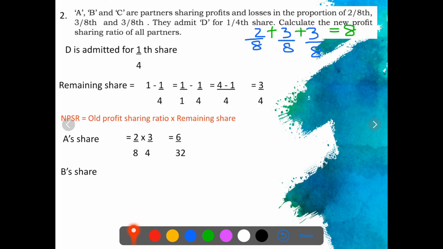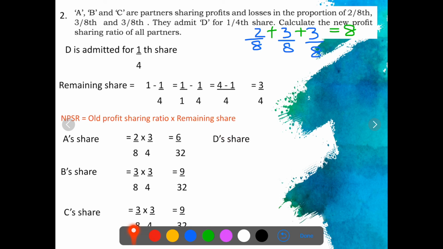And now let me explain B's share. Old profit sharing ratio is 3 by 8 into remaining share 3 by 4, which is equal to 3 3s are 9, 8 4s are 32. So 9 divided by 32. The same calculation holds good for C as well. So C's share is 3 by 8 into remaining share 3 by 4, which is equal to 9 divided by 32.